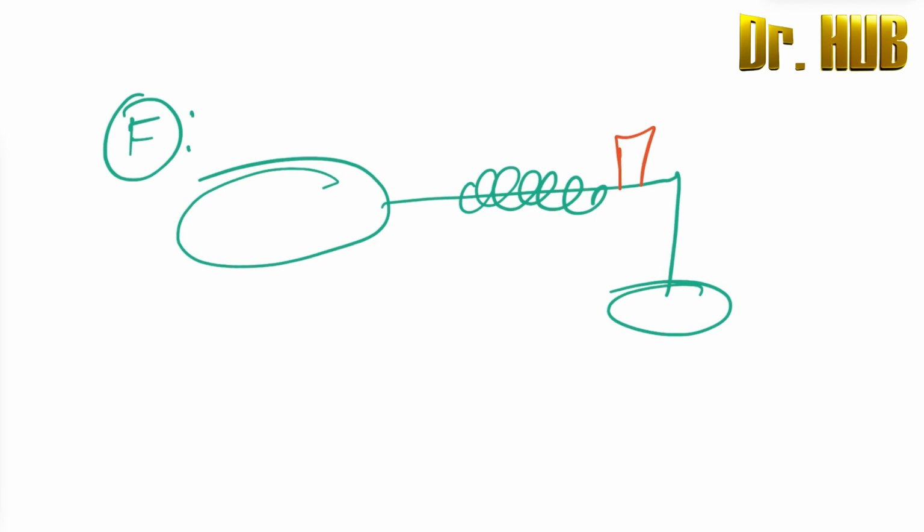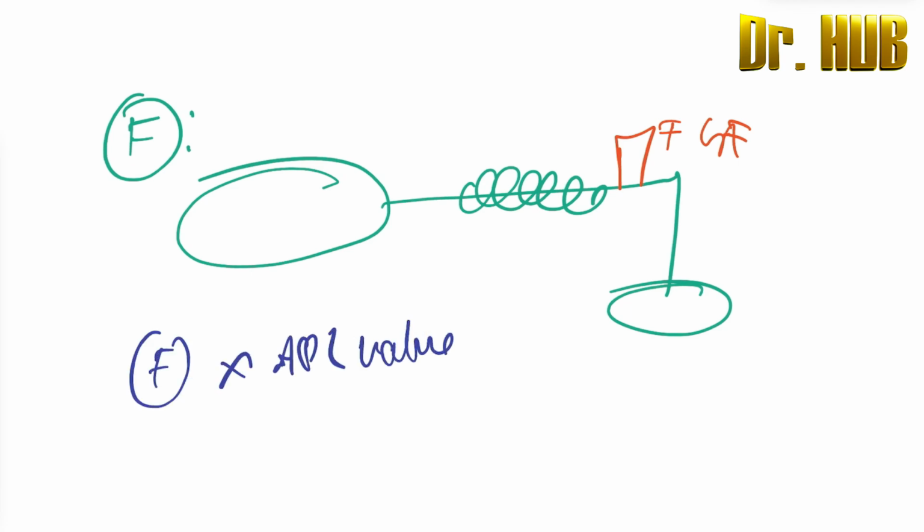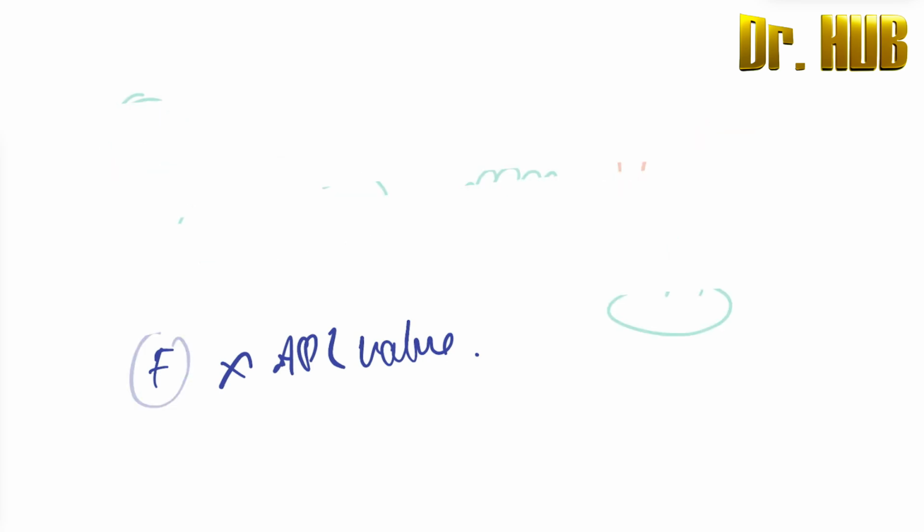In terms of F, there is again the FGF which is occurring towards the patient, and there is a corrugated tube. Here the important thing to notice is there is no APL valve. APL valve was absent even in E, and in F also there is no APL valve. So APL valve is totally absent in F.